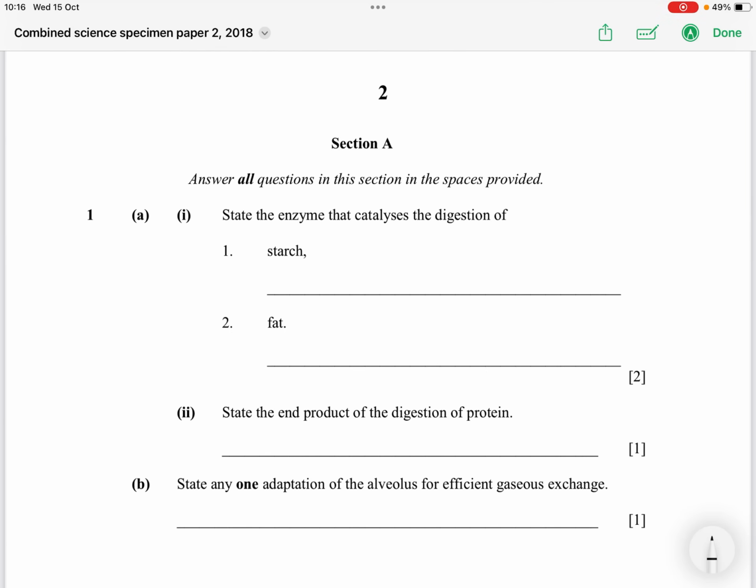Tomorrow you are writing your Combined Science Paper 2, and in this video I'm going to provide the final exam tips using the paper that was written in 2018. So you need to know about the enzymes that are used in the digestion. For example, in specimen 2018, there was a question which was saying, state the enzyme that catalyzes the digestion of starch. So the name of the enzyme is the amylase. So we write our amylase.